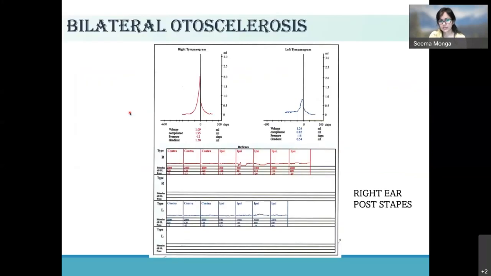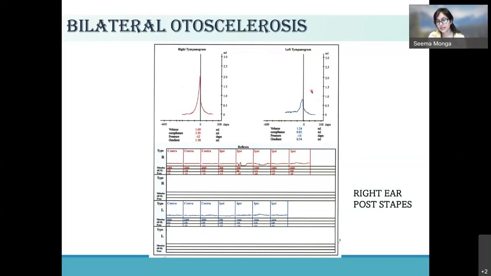Now, this is a tricky case. This is a bilateral otosclerosis. Now you can see the right ear. How much is the compliance? It is very high, 1.9. But stapedial reflexes are absent. So typical of otosclerosis. But why is the compliance so high? This was a case of post-stapes surgery. We did a stapedectomy and put a piston, but after a bout of sneezing, the piston slipped away. So it is a kind of ossicular discontinuity. That's why the compliance is high.